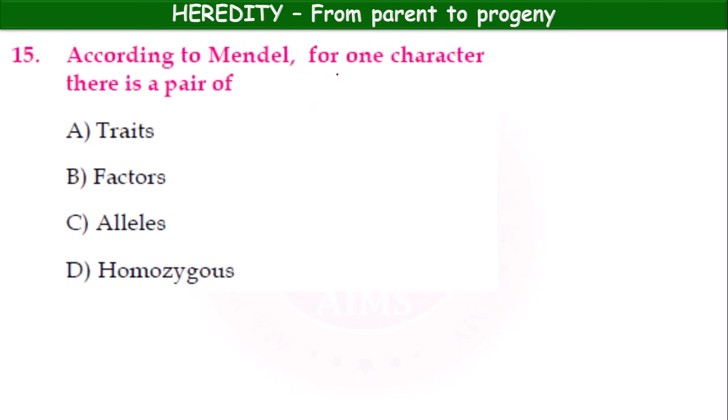According to Mendel, for one character there is a pair of traits, factors, alleles, homozygous. According to Mendel, for one character there is a pair of factors, contrasting characters they are called. Okay. Option B.